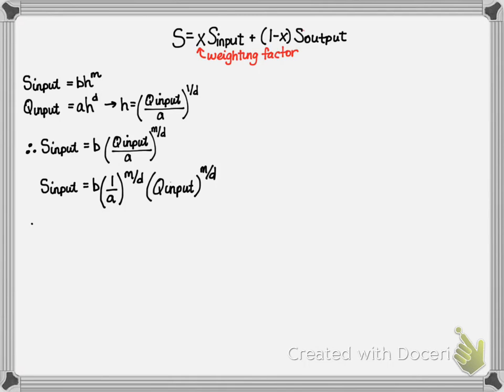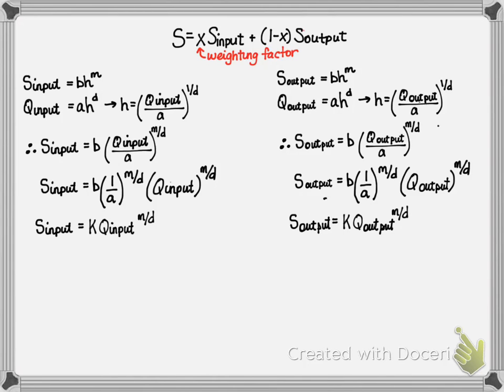We can further simplify this equation by pulling out all the constants and setting them aside and keeping the Q input raised to the MD power by itself. By putting all the constants together, we can further simplify the equation by saying that this inputting storage is associated with the constant K times the flow rate raised to the MD power. A similar procedure is done for the output. The only difference is that the storage is a function of the output flow rate.